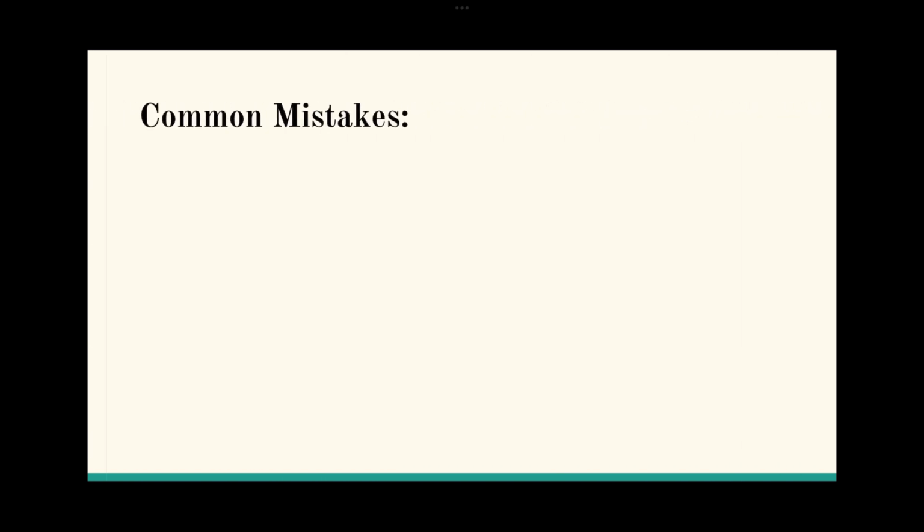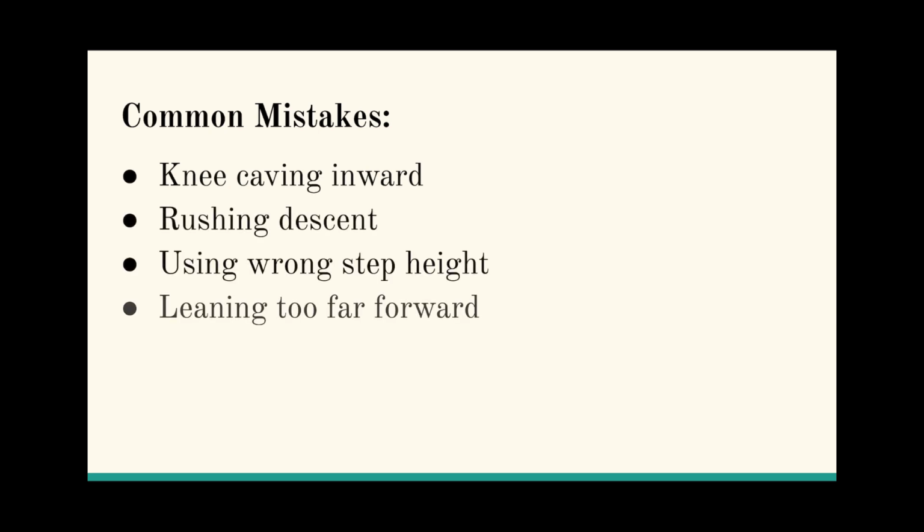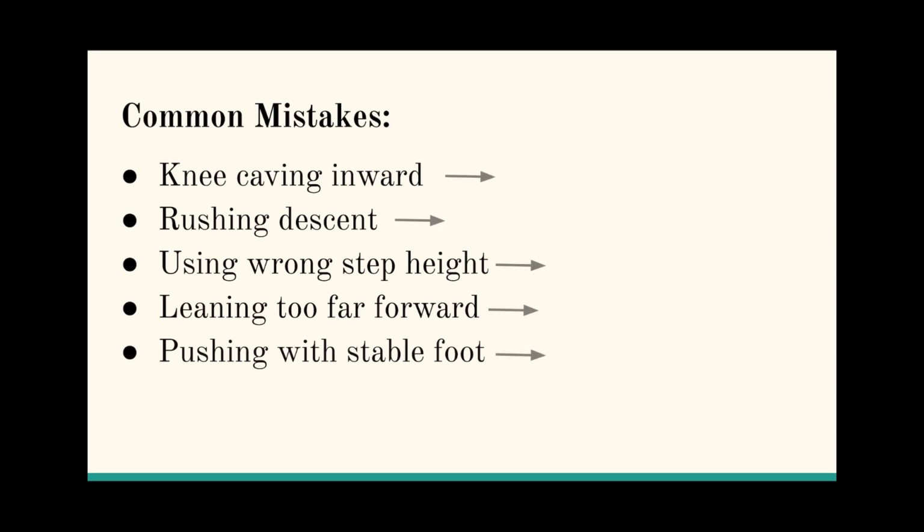Common mistakes made during this movement involve the knee caving inward, rushing the descent, using the wrong step height, leaning too far forward, and pushing off with your stable foot. To prevent the knee caving inwards, make sure to keep a straight line between the hip, knee, and ankle to engage the glutes and quads.